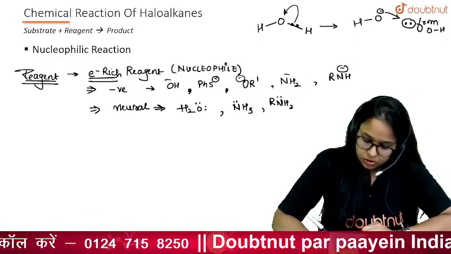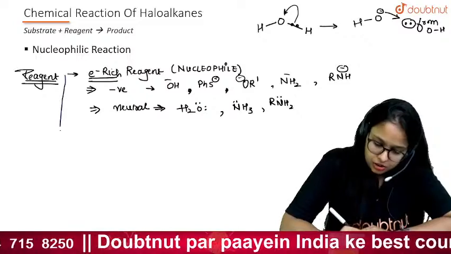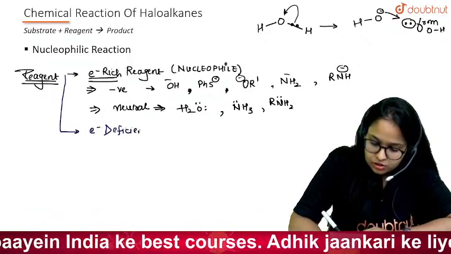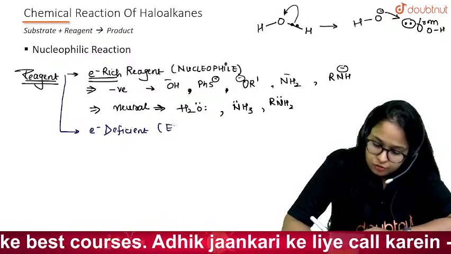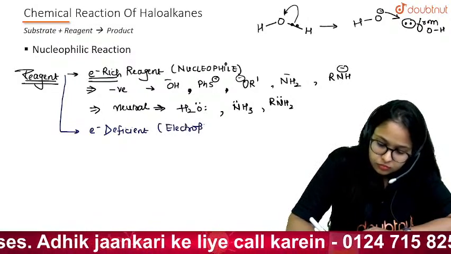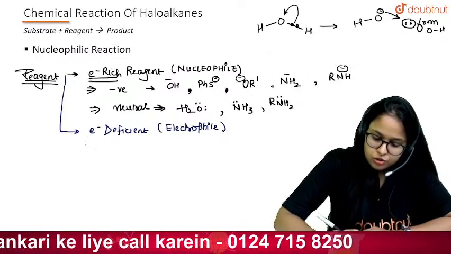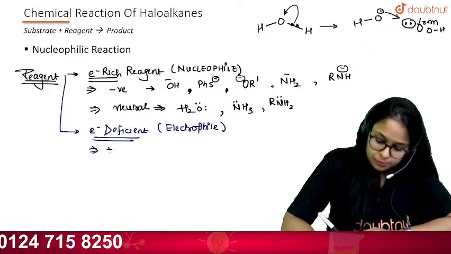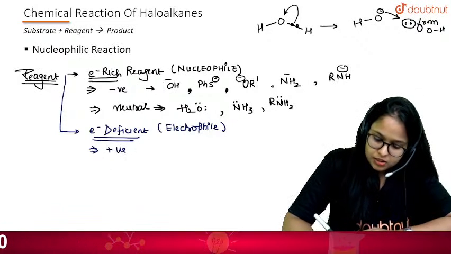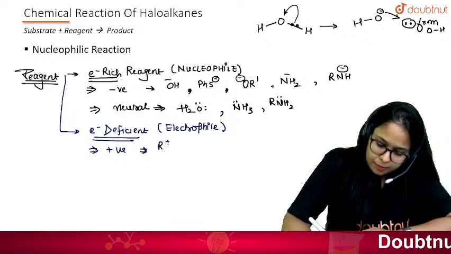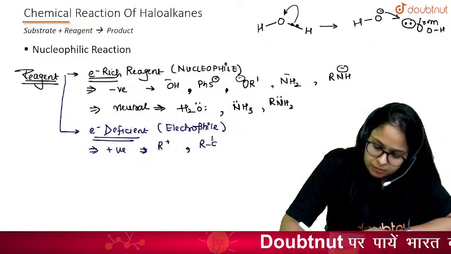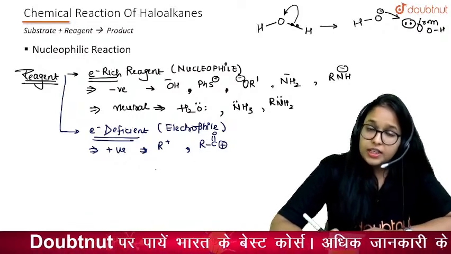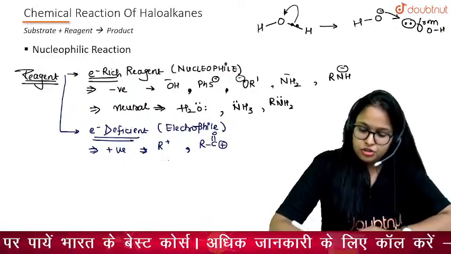Okay. Then we also categorized your reagent into electron deficient reagent. Electron deficient reagents were called electrophiles, and electrophiles were also further categorized into two parts. One is positively charged species. For example, R positive, RC double bond O acylium ion, right? They are your electrophiles. They are electron deficient.